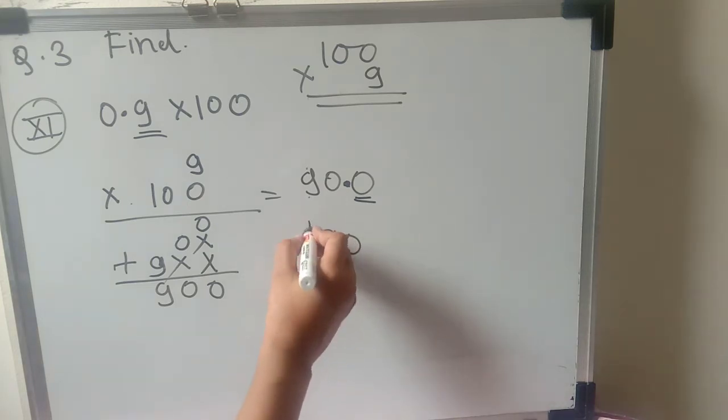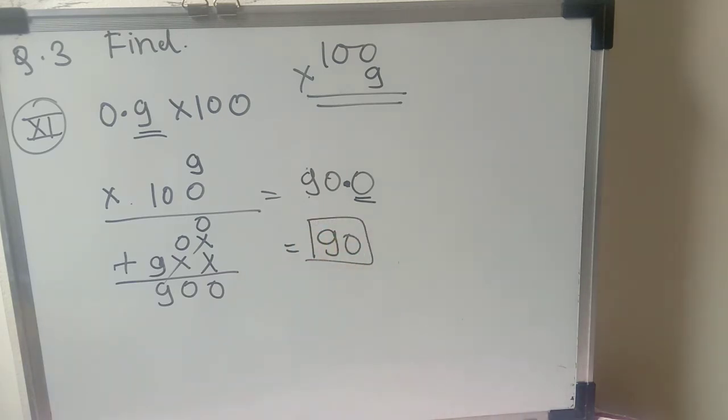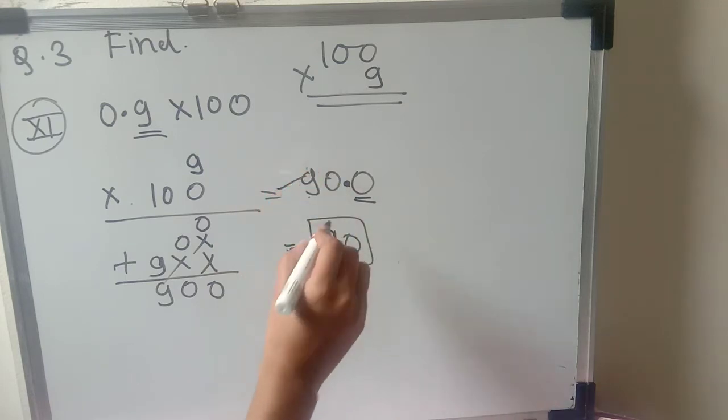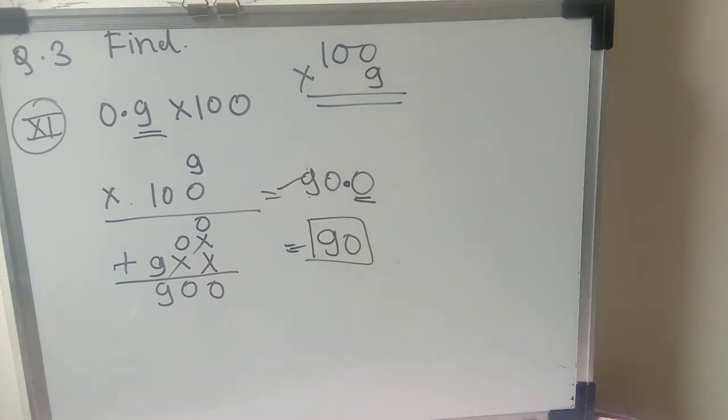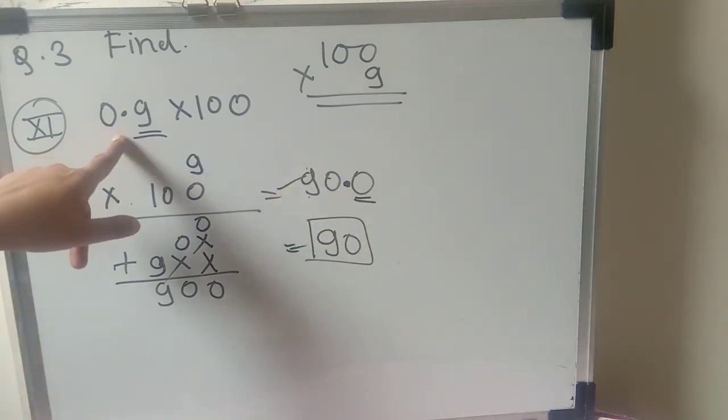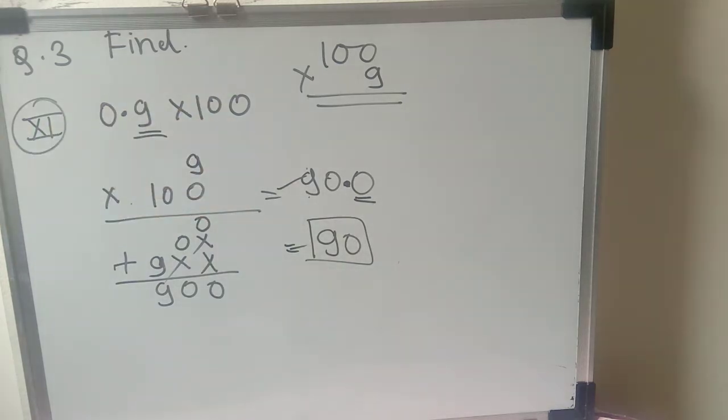You can write before the decimal number whatever the numbers are there, you can write them also. So that is also a correct answer. This one is also correct, this one is also correct. So here we have seen two examples where we have multiplied the decimal number with 100.